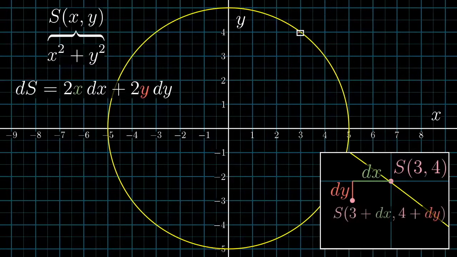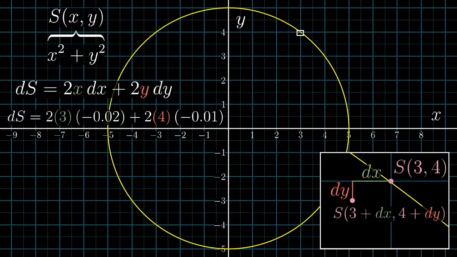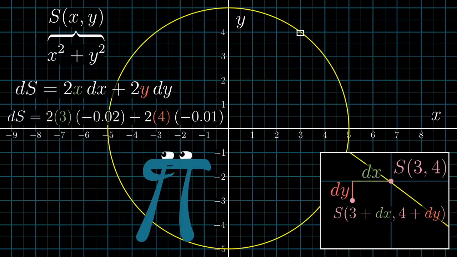And from there, you ask, how much does the value of s change? And that difference, the difference in the value of s before the nudge and after the nudge, is what I'm writing as ds. For example, in this picture, we're starting off at a point where x equals 3 and where y equals 4. And let's just say that that step I drew has dx at negative 0.02 and dy at negative 0.01. Then the decrease in s, the amount that x squared plus y squared changes over that step, would be about 2 times 3 times negative 0.02 plus 2 times 4 times negative 0.01.